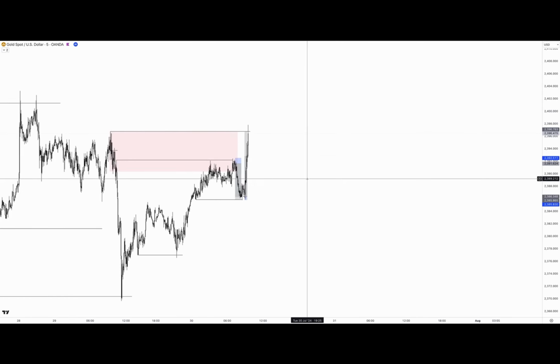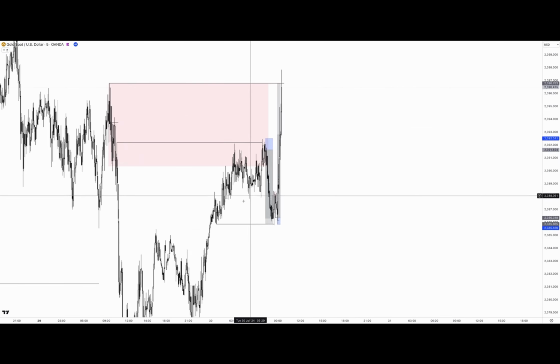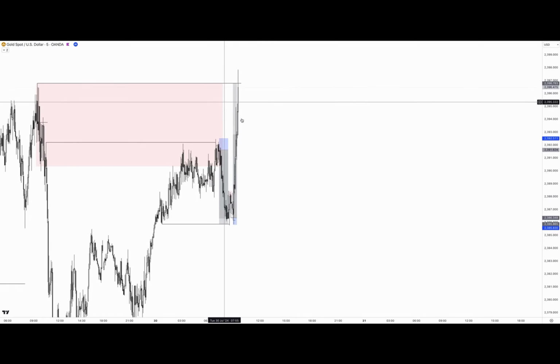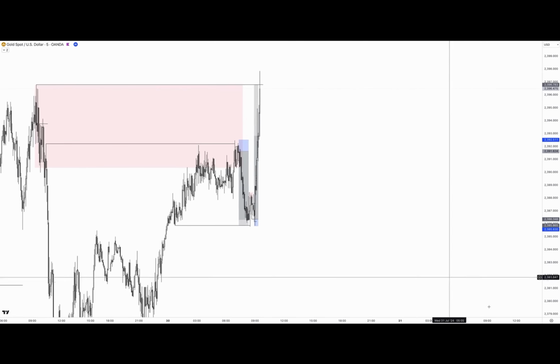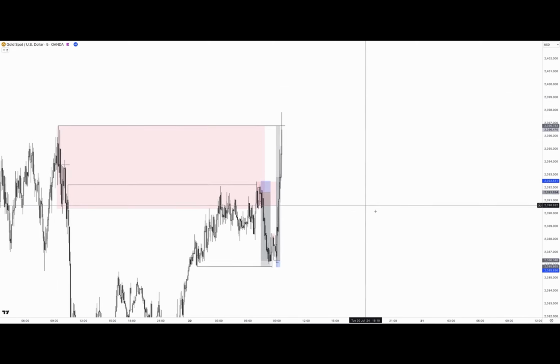All they're doing is waiting for a BOS to the downside. Okay, and as soon as the market has that BOS to the downside, we are looking for longs towards the highs. Okay, because this is where smart money traders are trying to sell from. Okay, you got your smart money traders entering right here.